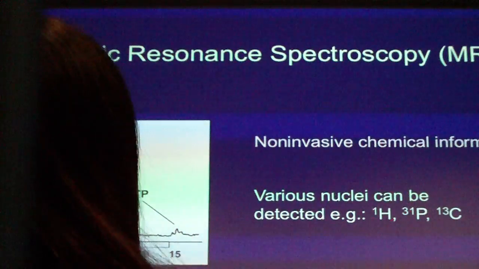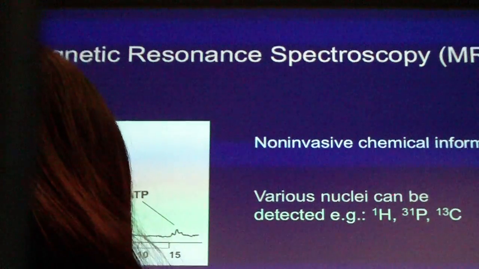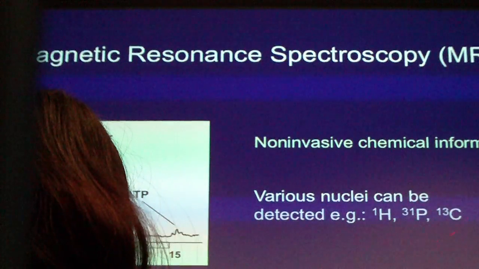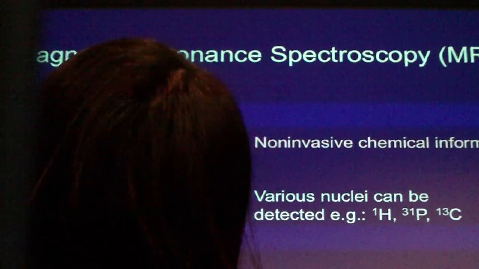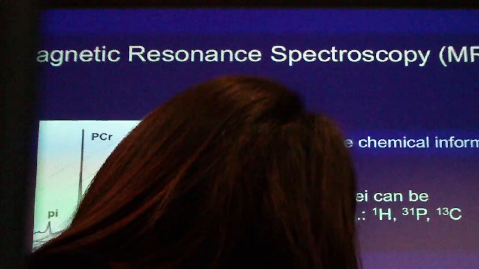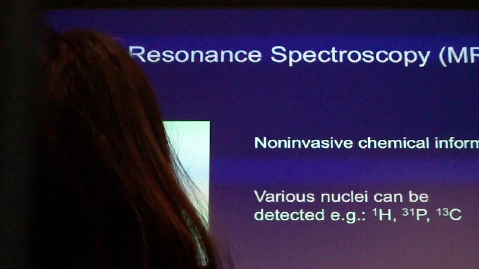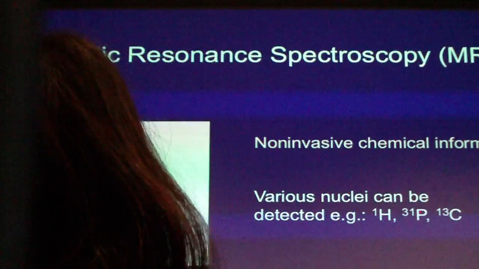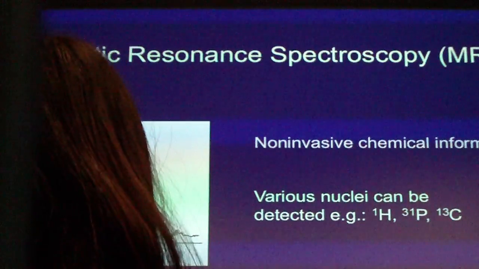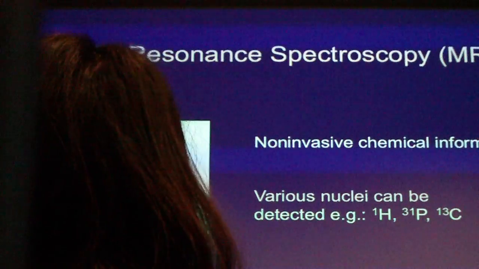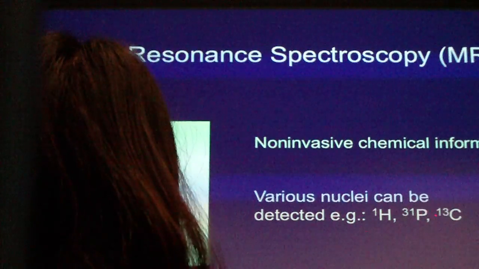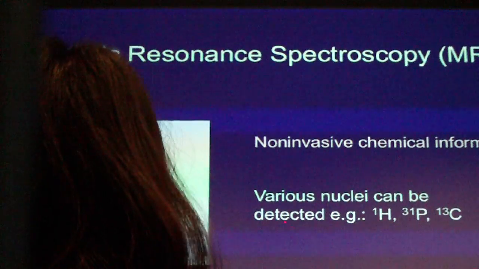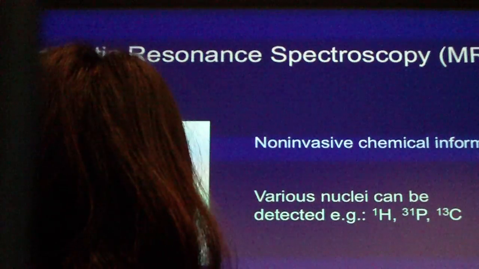And it's possible to do this not only for protons, but also with other nuclei that have a spin, so for phosphorus and carbon-13. Carbon-13 is the natural abundance of this isotope is very low, it's only around 1.1%. The normal isotope of carbon is carbon-12. But for proton and phosphorus, these are the main isotopes. So we can also look at other nuclei.